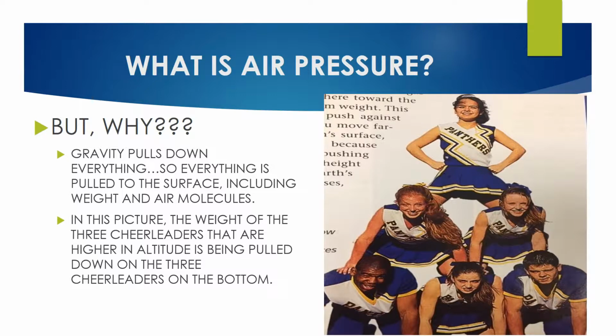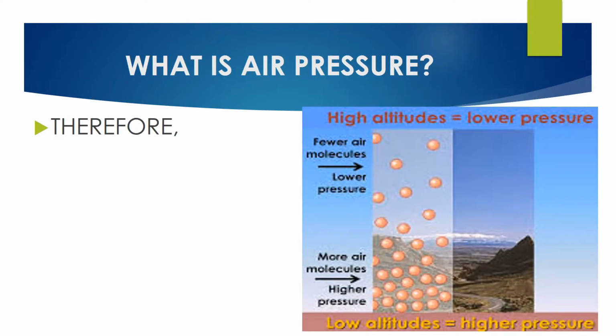So the people in this picture are a really good indication of air pressure. The people on the bottom are feeling the most pressure because the weight of the three people above them, which is based on gravity, is being pulled downward on top of them. The weight of the cheerleaders at a higher altitude is pulled down on the bottom. The farther down this pyramid you go, the more pressure you're feeling from the weight of the other cheerleaders. The same idea happens with air pressure. Air molecules have the same reaction. It's going to be greater towards the surface than the higher up you go.